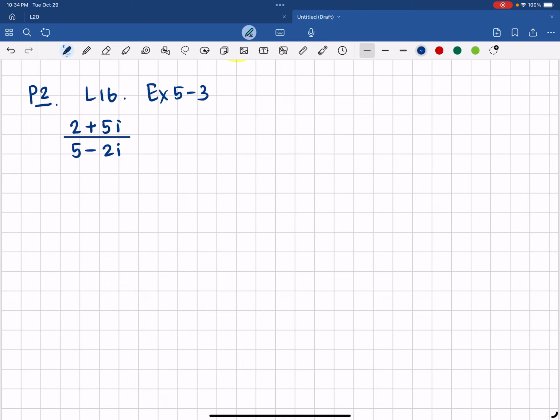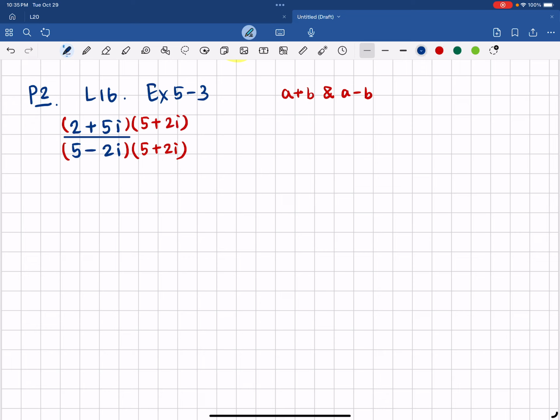If you remember, the way we did this problem is we multiply both the top and the bottom by the conjugate of the denominator. The conjugate has the form of a plus b and a minus b. Right now we have 5 minus 2i in the denominator. We're going to multiply this by its conjugate, which is 5 plus 2i. So you're going to do the same thing on the top. Multiply the top by 5 plus 2i.